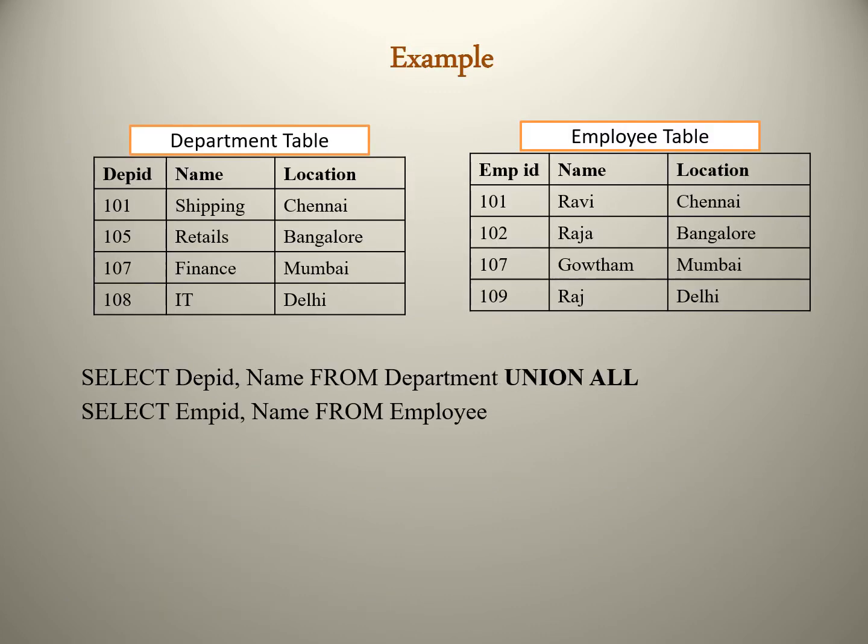Now consider an example from both tables, the employee table and the department table. Here I have mentioned union all in the query. From this result, all the records from the department table and the employee table are listed in the result table.